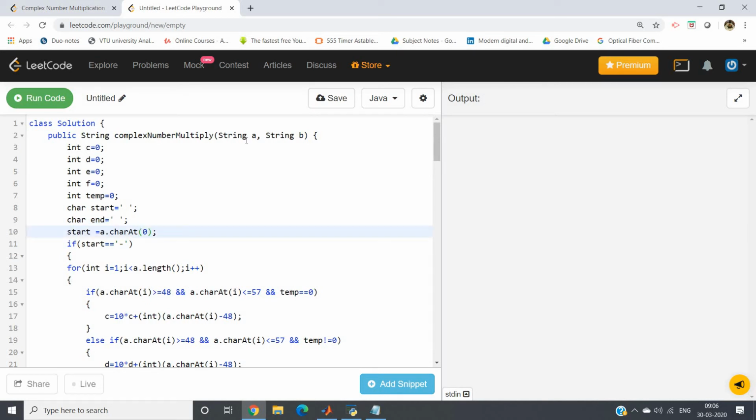So the first string I am traversing, start equal to a.charAt(0). Now I will check whether the first character is minus or not. If the first character is minus, that means c will be minus. As a result, I need to traverse from a.charAt(1), that is the second character of string a, because the first character is a minus sign. So I have written the code for int i equal to 1, i less than a.length, i plus plus.